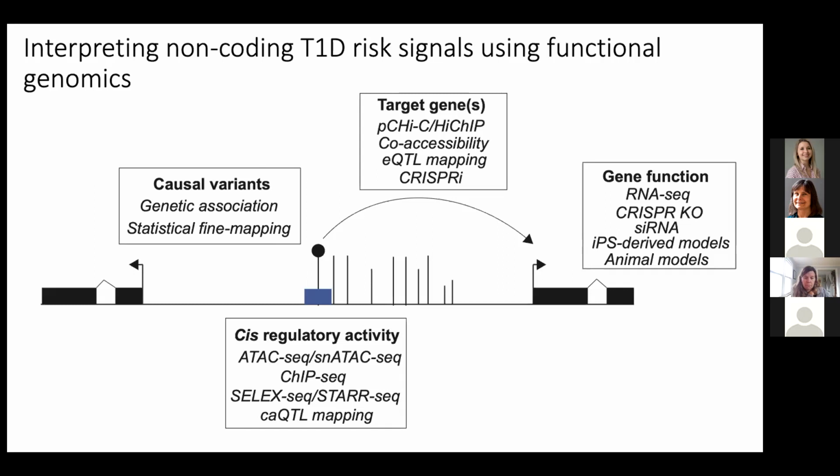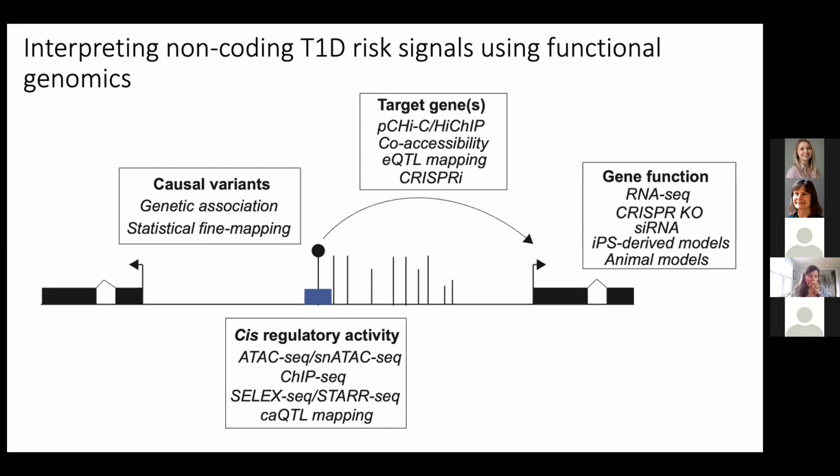Using that information to then define regulatory activity and the tissues and cell types that regulatory elements are active in, and how they intersect with variants that are causal for type 1, the effects of those variants on regulatory activity directly, then linking those elements over to genes that are regulated by these sites using a variety of assays: 3D chromatin interaction assays, correlations between sites, eQTL mapping type approaches, and so forth.